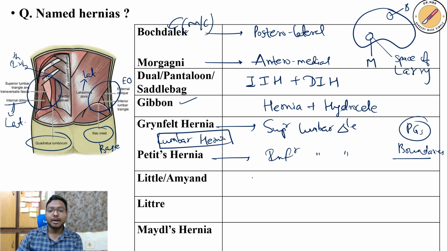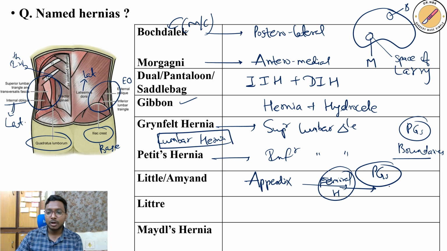Now, Littre or Amyand hernia. This is nothing but when appendix is the content of inguinal hernia, that is called Amyand hernia. Now, for PGs, when appendix is a part of femoral hernia, that is called De Garengeot hernia. So De Garengeot hernia, this is for PGs. Now, Littre's hernia is nothing but the content of inguinal hernia is Meckel's diverticulum.